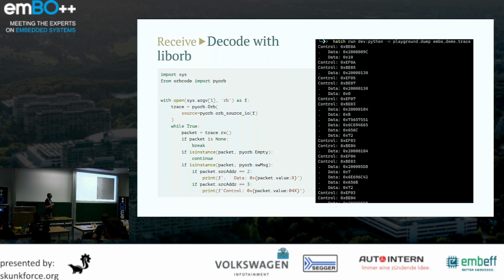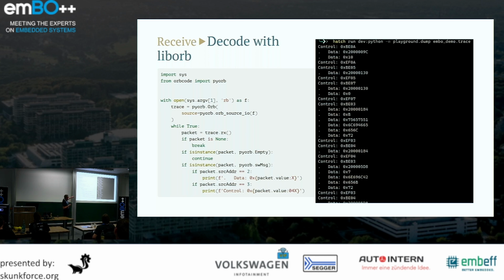And by wrapping libOrb in ctypes and a bit of Python, we can build our own OrbCat in 20 lines of code. And the output is exactly the same as given by OrbCat, but this time we are getting it from Python.